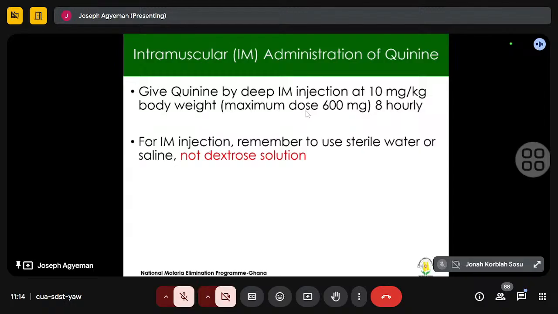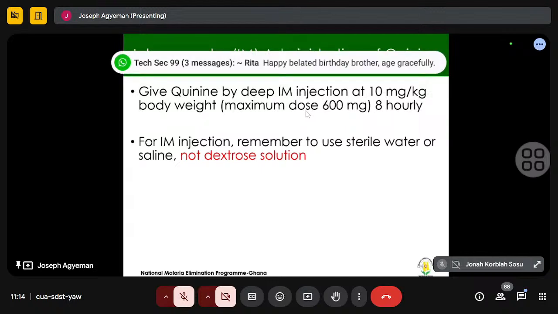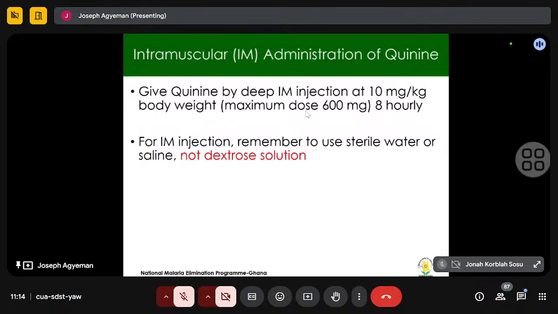So for IM quinine, you are not using any dextrose containing agent. You are using normal saline or, worst case scenario, water for injection. Normal saline is the best. Because if you use dextrose, it will cause burning of the tissues. It can cause a lot of problems. So don't do it. If you are going per IV, then the recommended one is dextrose containing. For the IM, based on the age of the patient, whether a child or an adult, you have to prepare different concentrations.